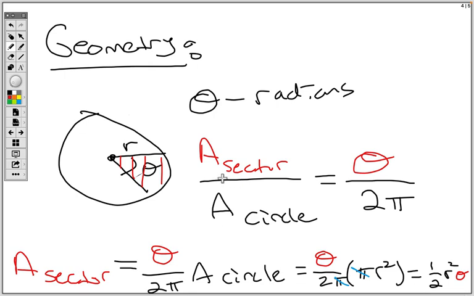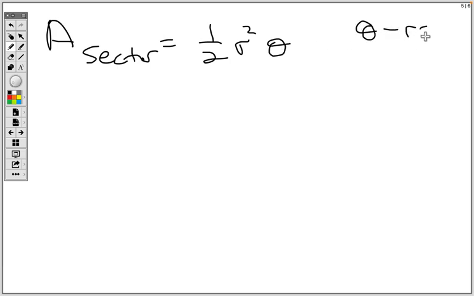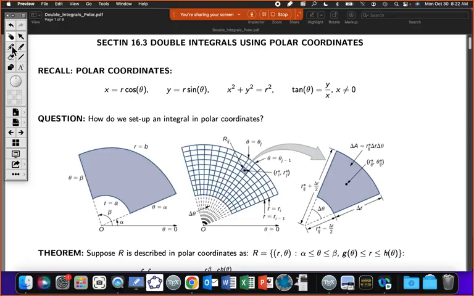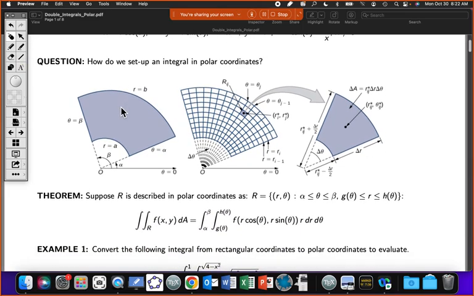Okay, so that would be the area of a central sector. So the area of a sector is 1/2 r squared theta, assuming theta is measured in radians, for that all to work out. Okay? So we've got a nice illustration here. Let's say we've got this area described in polar coordinates.